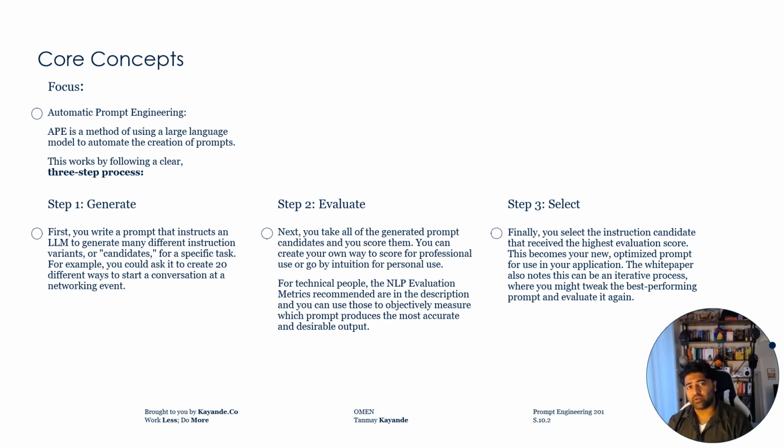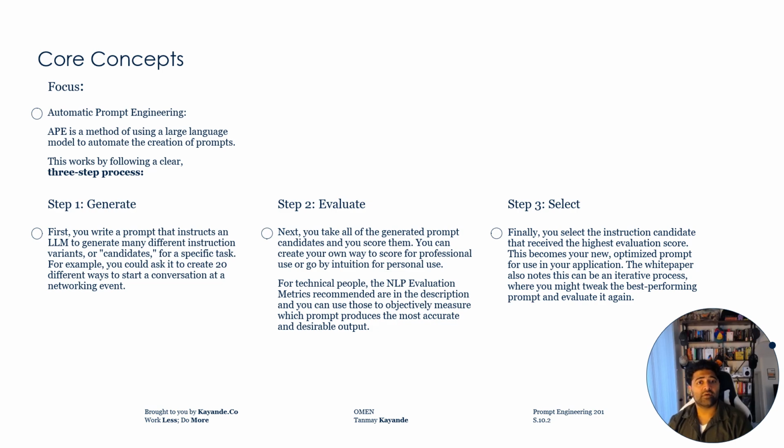So what is automatic prompt engineering? APE is a method of using large language models to automate the creation of prompts. This technique can alleviate the need for extensive human input and can even enhance the model's performance on various tasks. The core idea is to have a prompt that writes more prompts. This works by following a clear 3-step process.